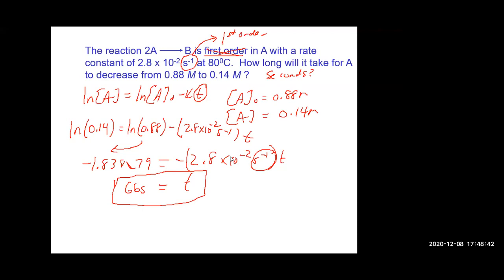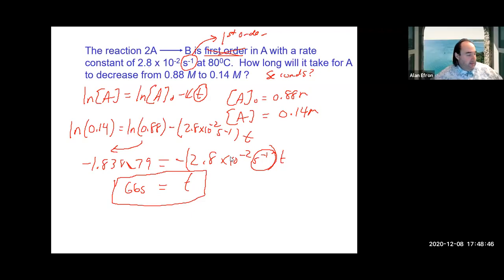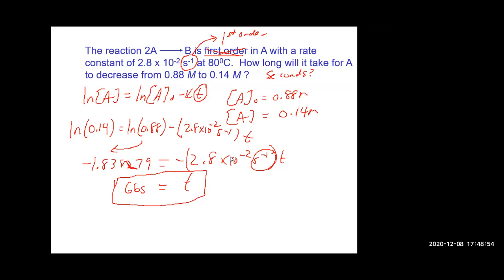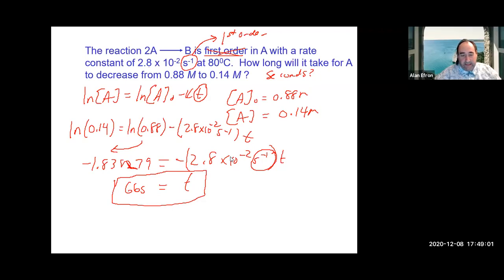What's the number there on the left, right above 66 seconds? It's a really badly written 1.838279. It's a bad two right there. Thank you. Other questions? And that's what you get when you take the natural log of 0.14 and then subtract the natural log of 0.88.